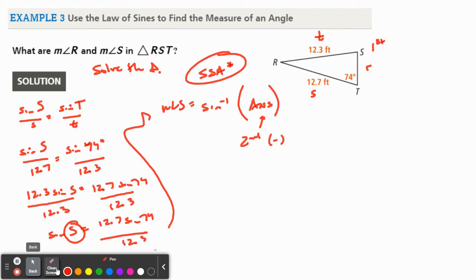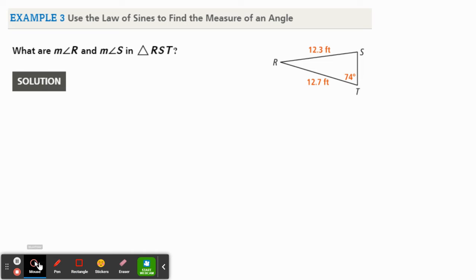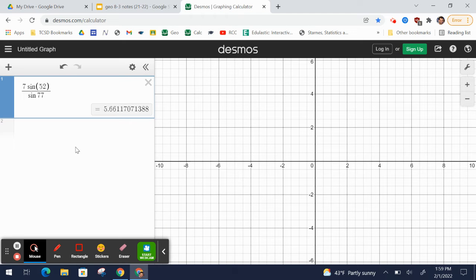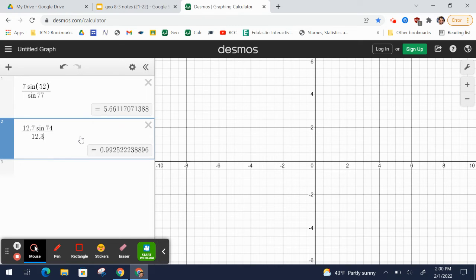Okay. So I'm going to get rid of this. This will help us find angle S: 12.7 sine of 74 divided by 12.3 in the inverse sine. Now, there's nothing stopping you from doing inverse sine right now, but I just think it's messy. So let me do the fraction first. Fraction 12.7 sine of 74 divided by 12.3. Sorry, the numbers are so close. And again, that's not the answer. So then we're going to put that in the inverse sine, sine to the negative 1 of that.